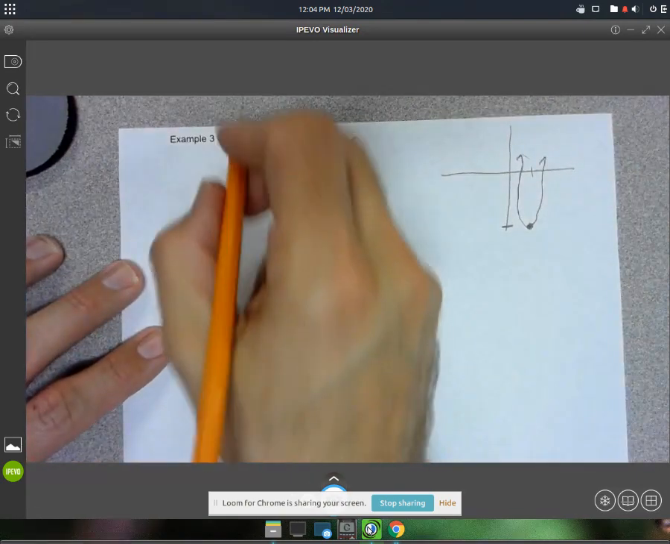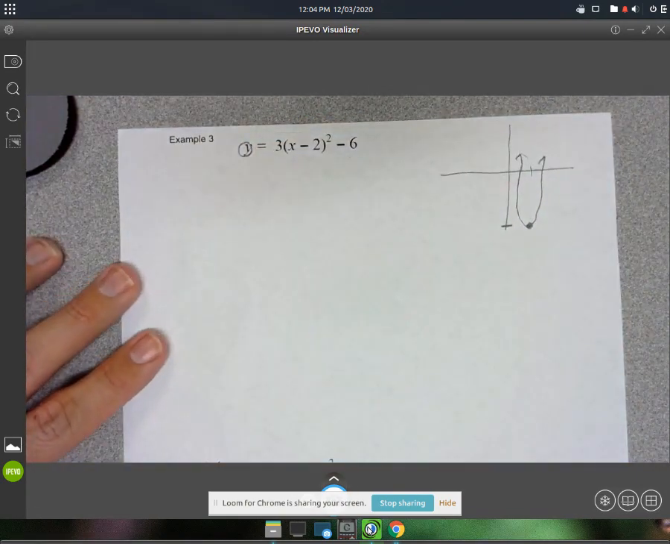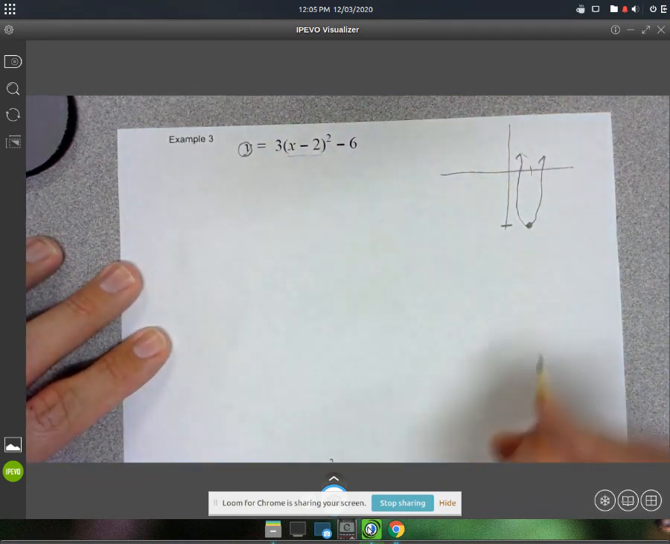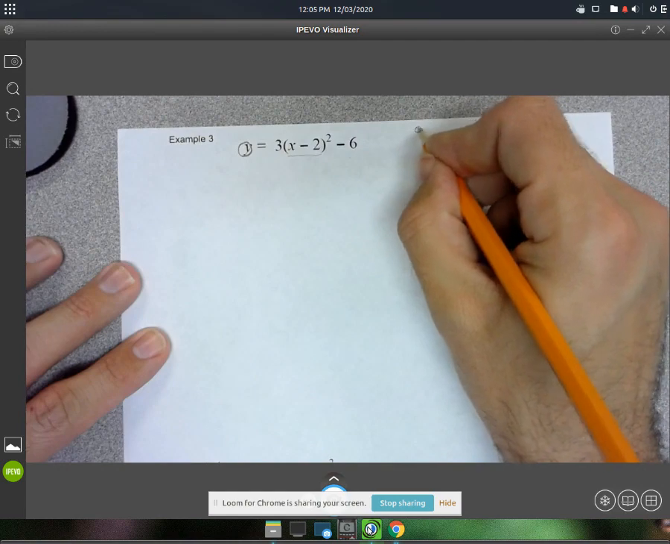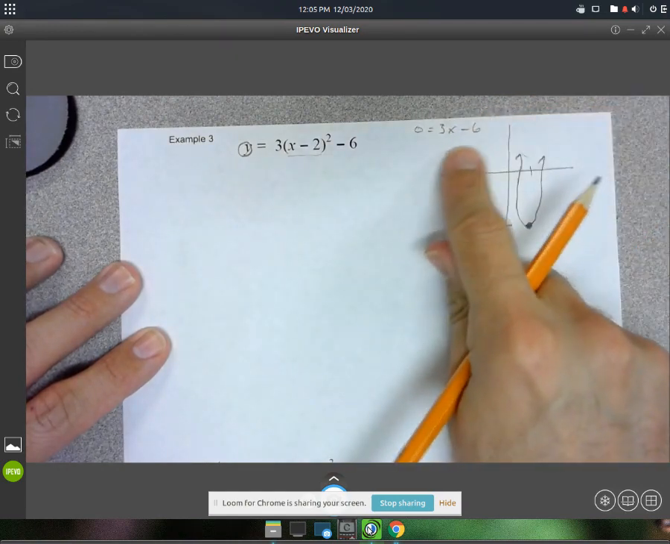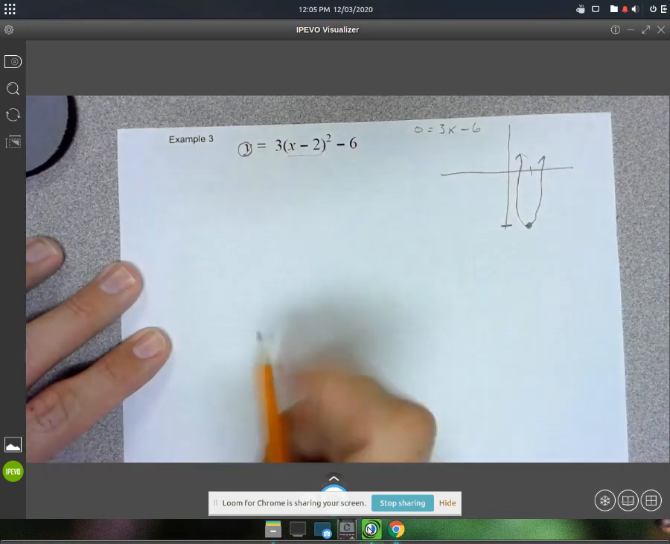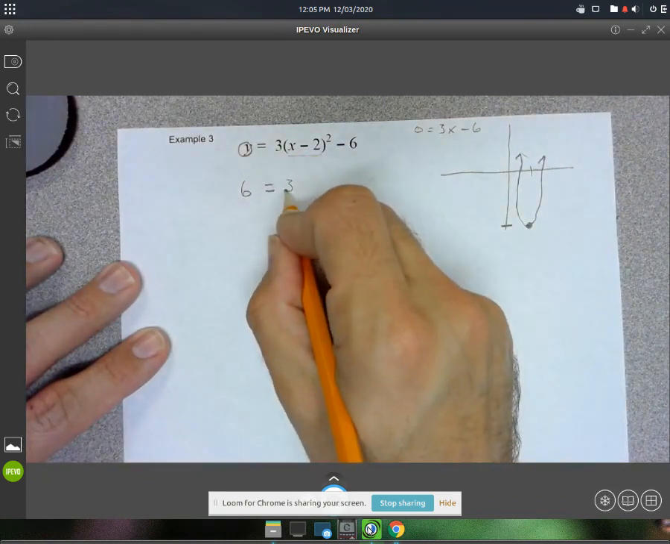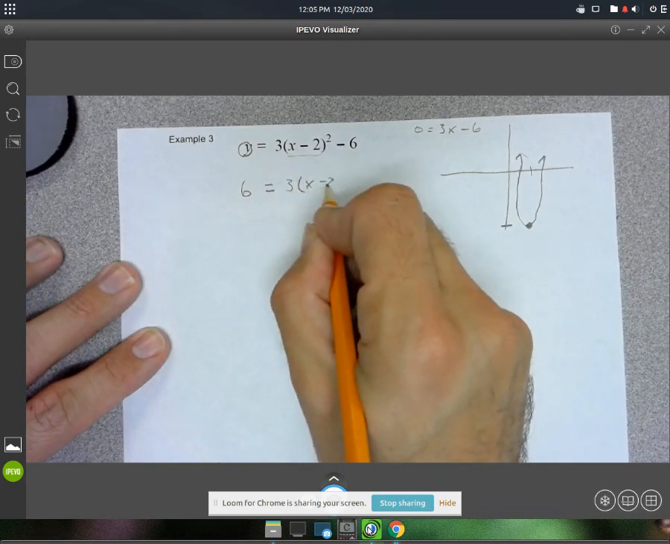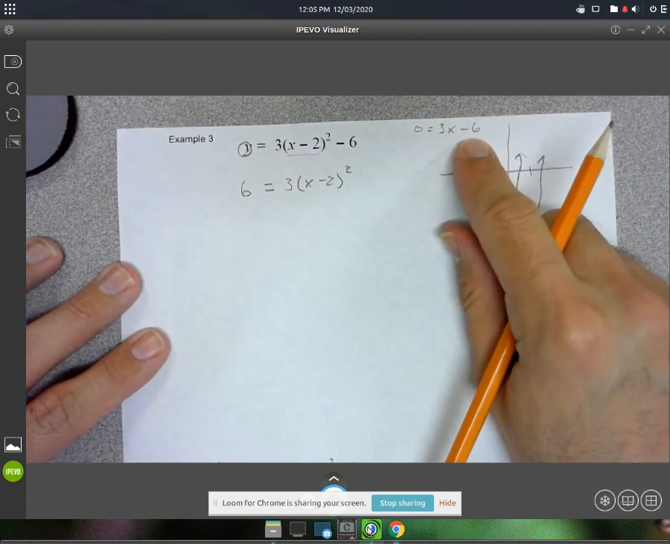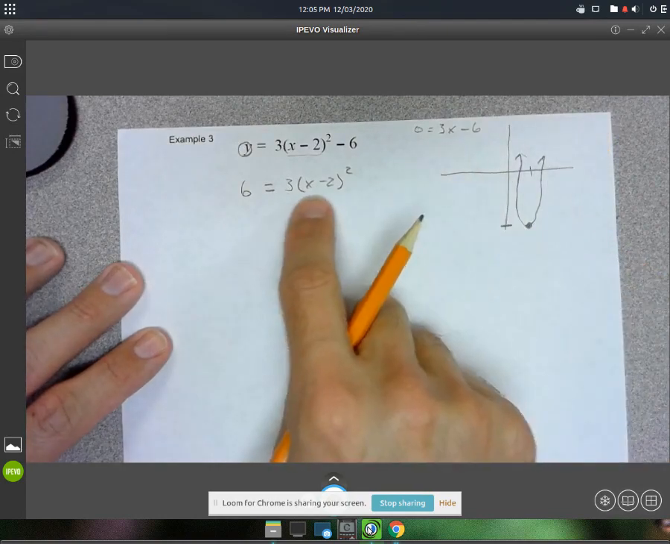Plug in 0 for y, and we're solving for this parenthesis thing. All right, so it's kind of like we're solving 3x minus 6. It's kind of like that, where we have to plus 6 on both sides first. So this will be a 6 and a 3x minus 2 squared. All right, and then after we would plus 6, we would divide by 3. And that's what we got to do here.